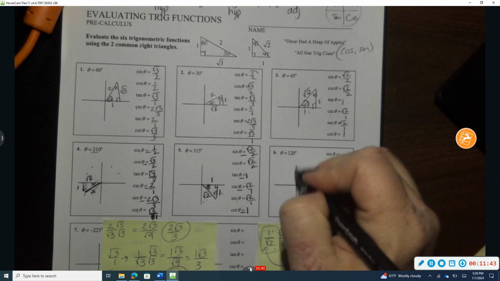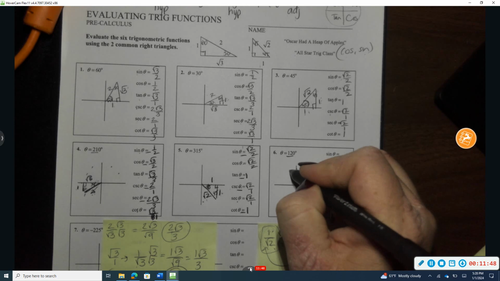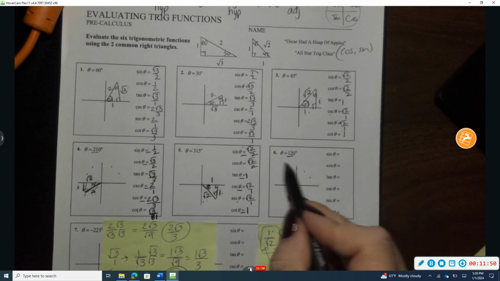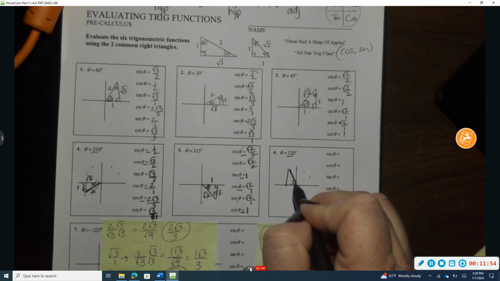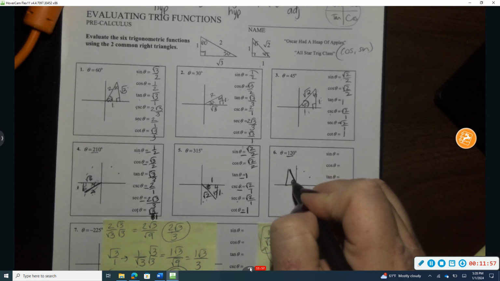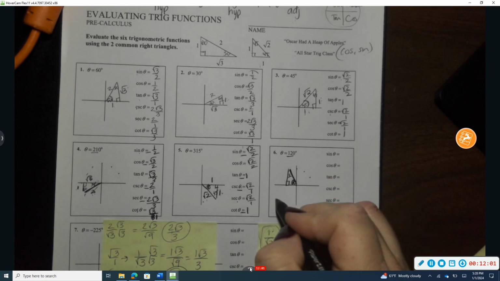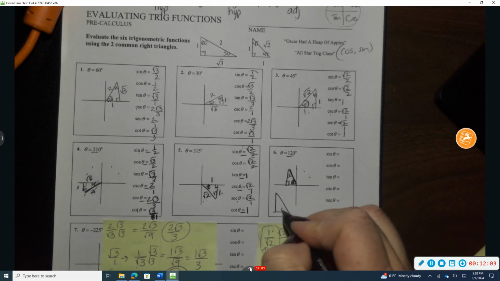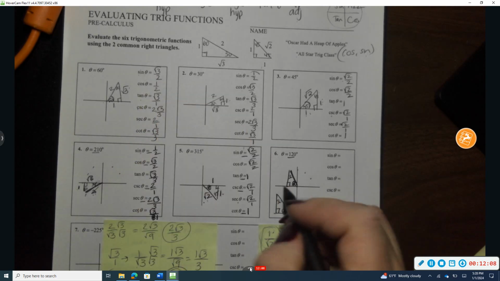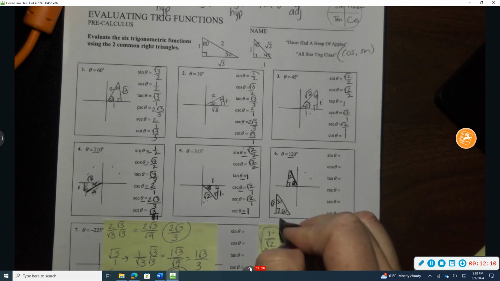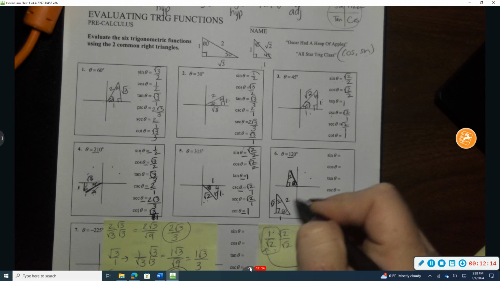Let's go to 120. So this is divisible by 3, 3, 6, 9, 12. Here's 120. It lands in quadrant number 2. This interior angle here is going to be a 60 degrees down below, 30 degrees up top. It's hard to see, so I'm going to draw that again. So this is 60 and 30. Now across from 60 degrees will be a radical 3, across from 30 degrees is a 1, and across from 90 is going to be a 2.